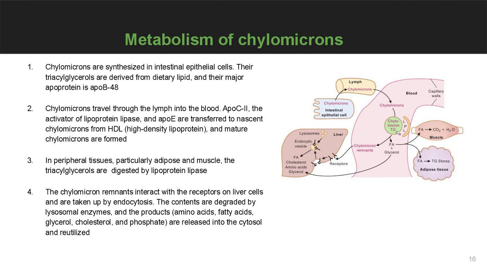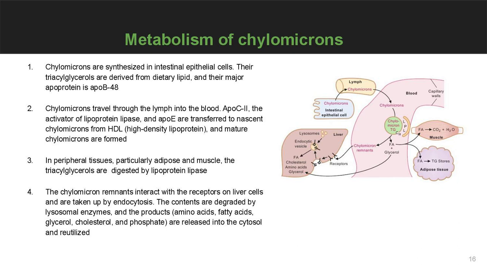Chylomicrons are synthesized in intestinal epithelial cells, so their triacylglycerols are derived from dietary lipid, and their major apoprotein is ApoB48. Chylomicrons travel through the lymph into the blood, and other proteins like ApoC2, the activator of lipoprotein lipase, and ApoE are transferred to nascent chylomicrons from high-density lipoproteins, and mature chylomicrons are formed.